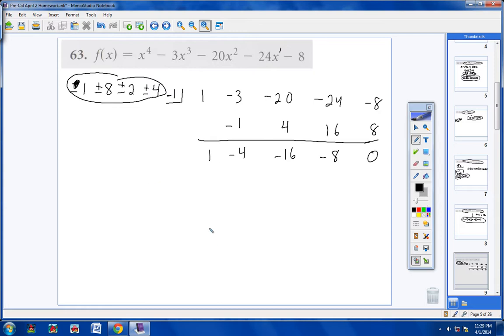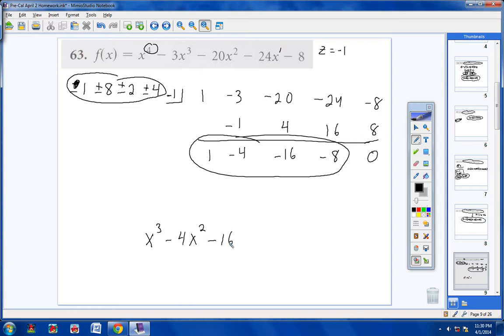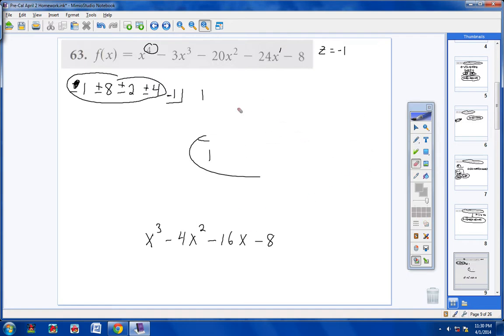Okay? Now, let's go ahead and put zeros right up here. Z equals negative 1. We start off with the 4th degree, so these numbers right here are going to be 3rd degree. So I have 1x cubed minus 4x squared minus 16x minus 8. Now, if you try to factor this, I'm pretty sure you're not going to be able to do it, okay? So we're going to have to continue checking our rational zeros.